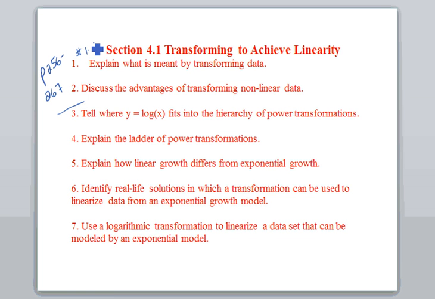The next couple here: tell where y equals log of x fits into the hierarchy of power transformations. Explain the ladder of power transformations. Explain how linear growth differs from exponential growth. Identify real-life situations when we would transform data, and use actual logarithmic transformations. These are supported on pages 267 through 280. And the book problems that we're going to use to help us out for this one will be numbers 5 through 10. That's a second subcategory of section 4.1.